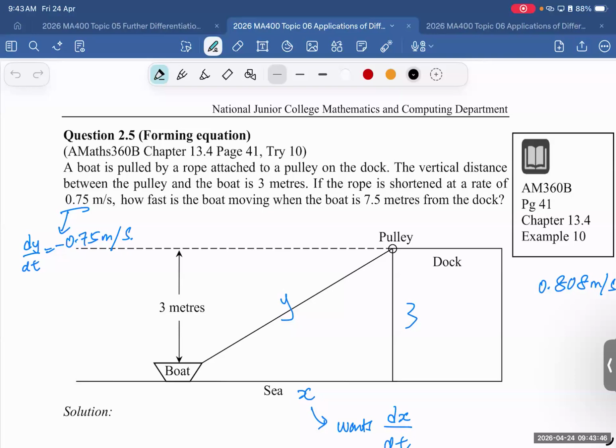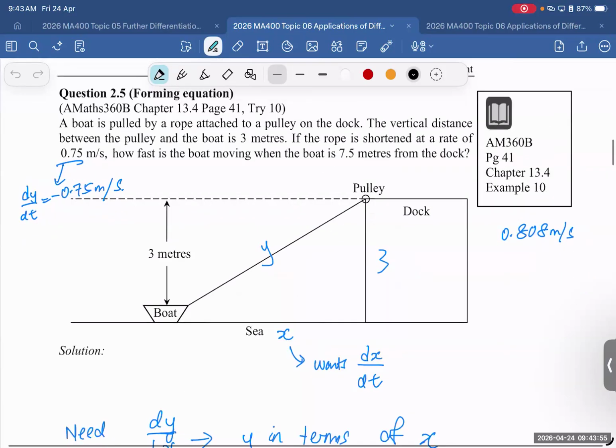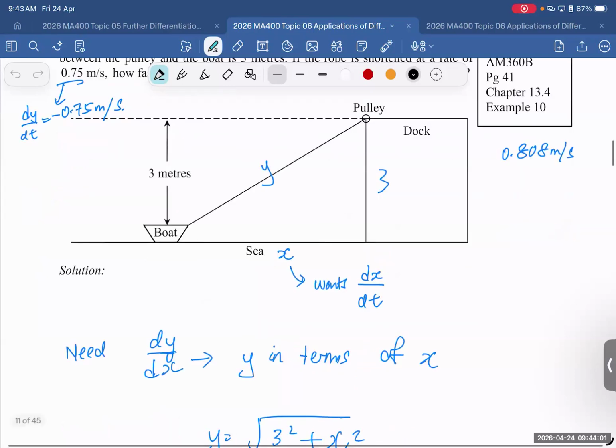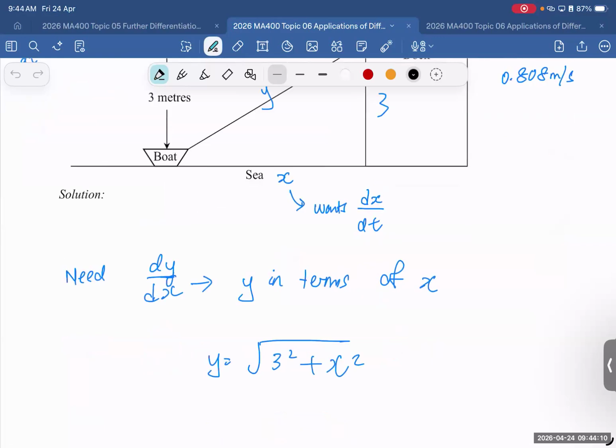So now, children, you all see I have dy/dt. I'm supposed to find dx/dt. What is the last one I will need? It is dy/dx, which means I will need y in terms of x. How do I find y in terms of x? Think about Pythagoras theorem. If you look at this, y equals the square root of 3 squared plus x squared. That will help you find your dy/dx.